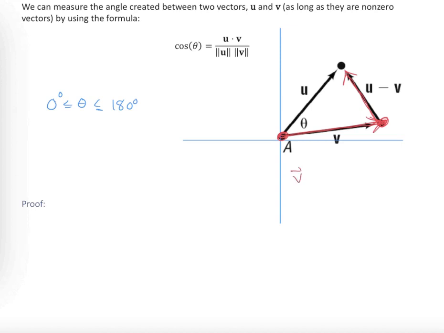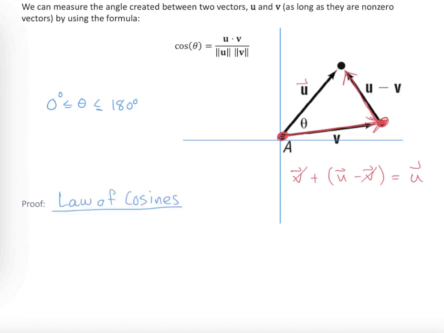So notice that v added to the vector u minus v would be equal to the vector u, because vector v and vector negative v would cancel each other out, and then we would end up with the resultant vector being vector u. So that's just a quick way of convincing you that this vector here is actually u minus v.